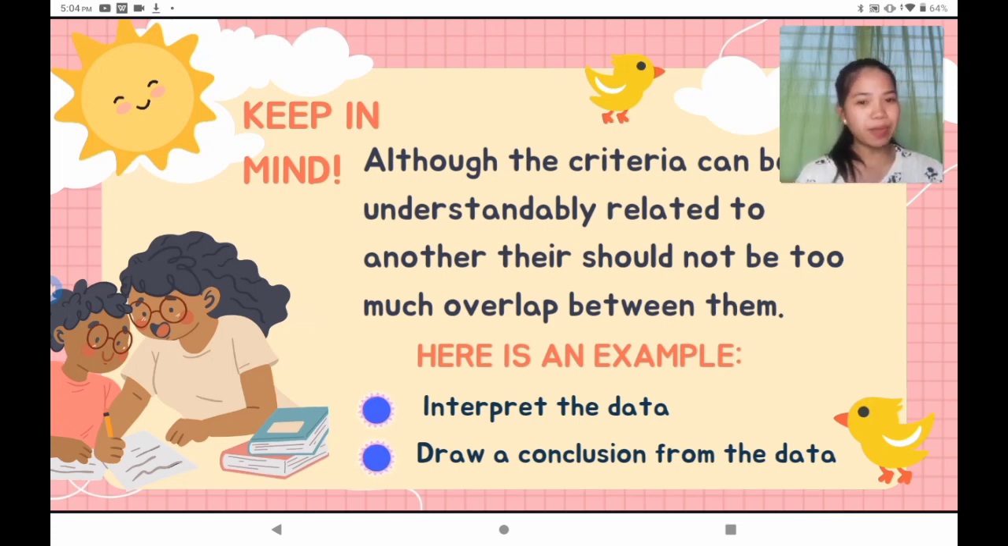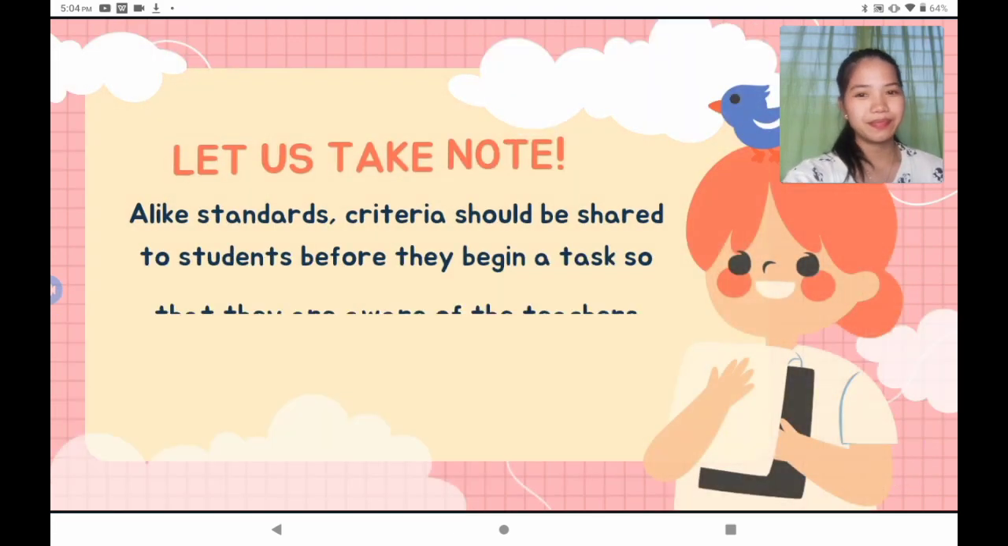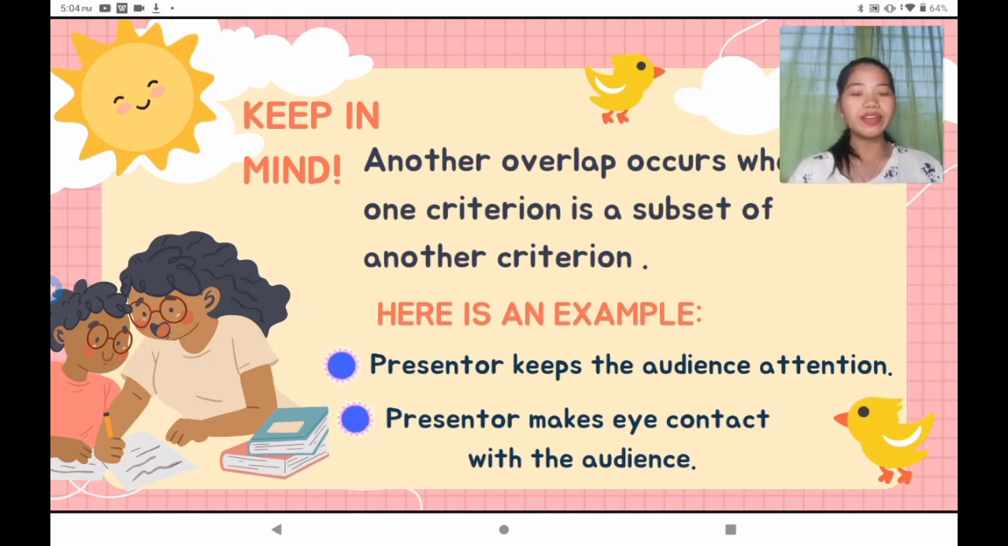The first one, they interpret, and the second one, they draw a conclusion. And the next thing that we should keep in mind is another overlap. Overlap occurs when one criterion is a subset of another criterion. So, meaning if the previous one is the two criterion is related to each other, then they have somewhat like different, pero naa sila quite differences.